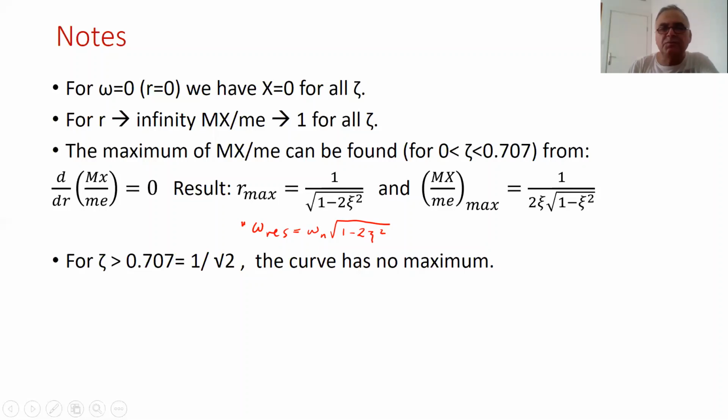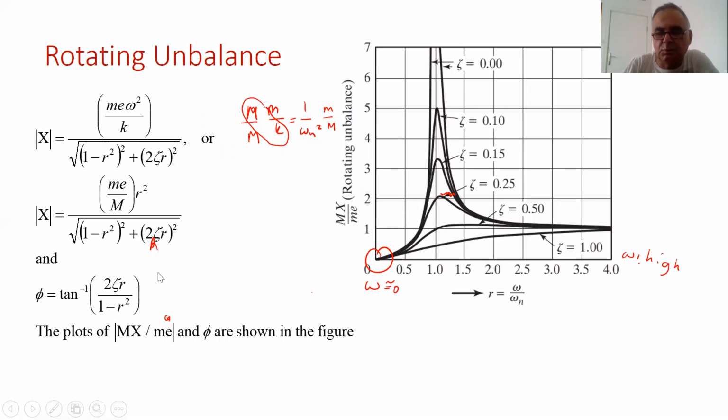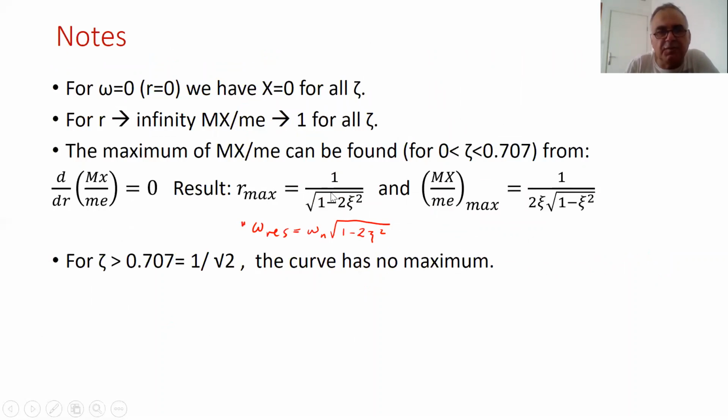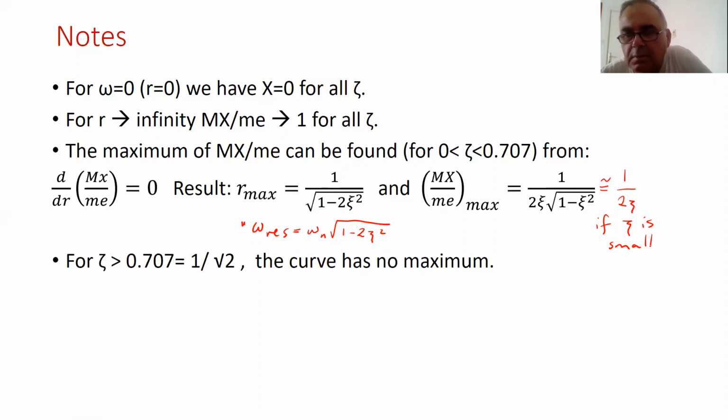And the maximum value of this curve can be obtained by substituting this value of R into that equation. And what we get is exactly the same as the direct forcing case, 1 over 2 zeta square root of 1 minus zeta squared. And we can say that this is also approximately equal to 1 over 2 zeta if zeta is small.